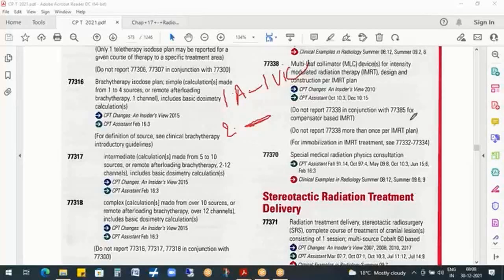Next point. If the dye is administered through a needle, code by default as with contrast.